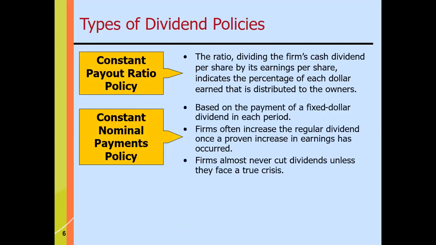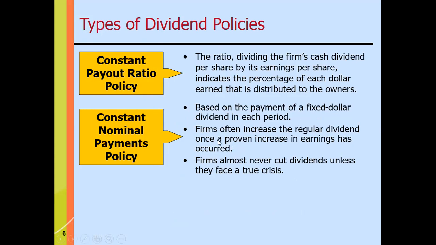For types of dividends, especially the policies, we've said that the constant payout ratio will be, well, payout ratio is dividend divided by earnings per share. So if we say constant, that's the same all throughout. Nominal payments will be the amount, again, of the dividends to be issued. So this is based on a fixed dollar dividend.